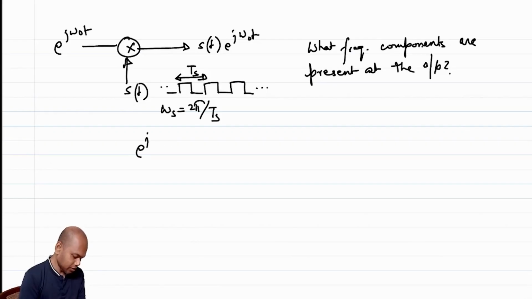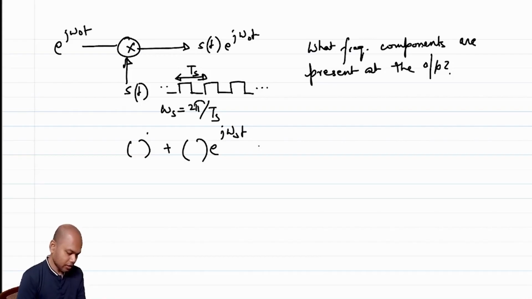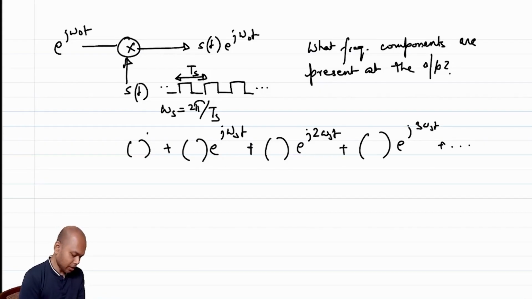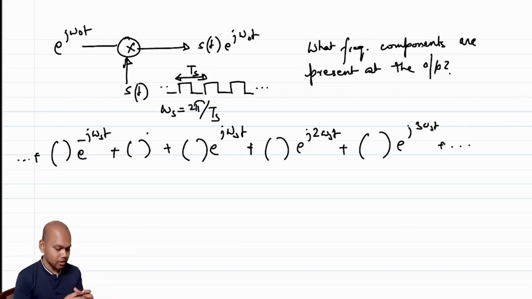a summation of some sinusoids. There will be a DC term, then there is an exponential term, right? Then there will be another term e to the power j 2 omega s t, then another term e to the power j 3 omega s t, and so on. Similarly, we will have terms for negative omega s also. So you are going to have e to the power minus j omega s t, and so on. And this essentially is the Fourier series expansion, right?